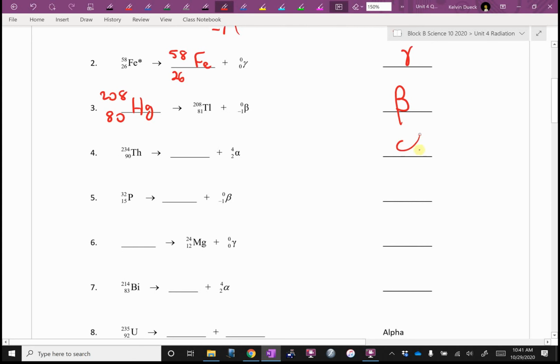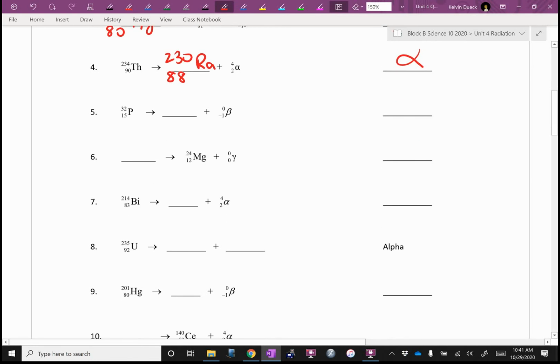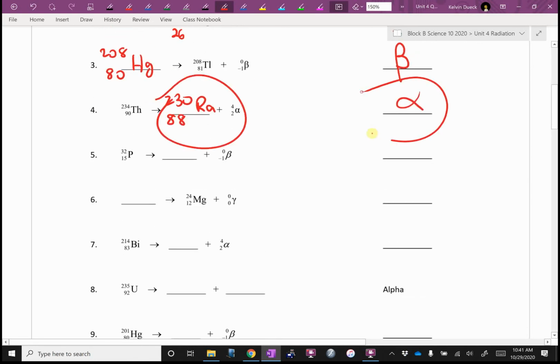Number 4 is definitely alpha. I started with a mass of 234, so this must be 230 because plus 4. I started with a 90. I've used up 2. This has got to be an 88, so that I still add to 90. And then it's element number 88, which is radium. 1 mark for that. 1 mark for that. One mark for this, 1 mark for this.